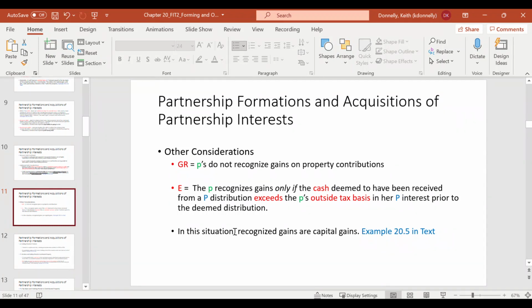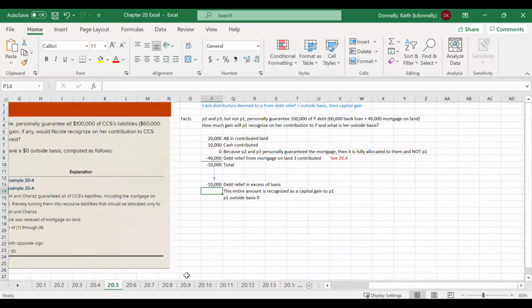So what this basically means is maybe you put some property in, you get a huge debt relief on a mortgage attached to it, and that debt relief is going to outweigh your contribution, such that the deemed distribution from that debt relief is going to push you into capital gains. So let's look at 25 here.